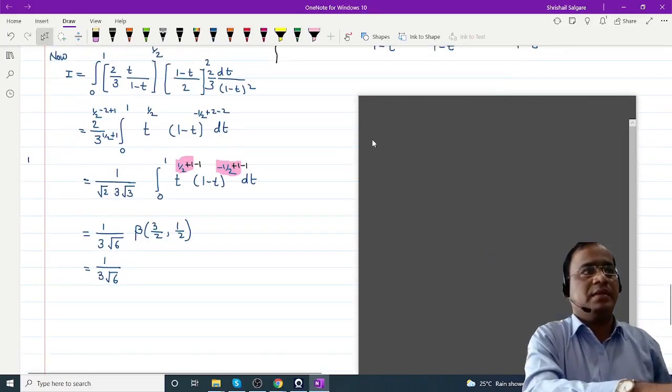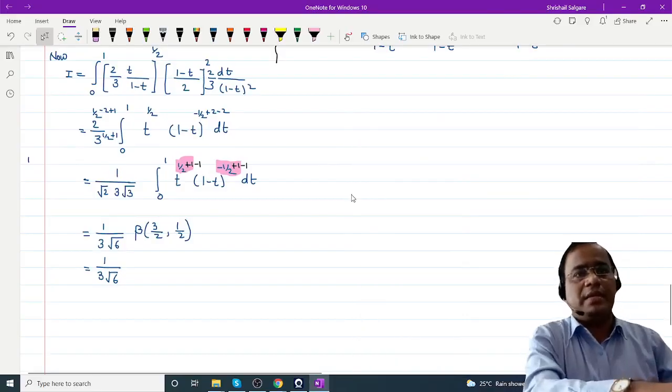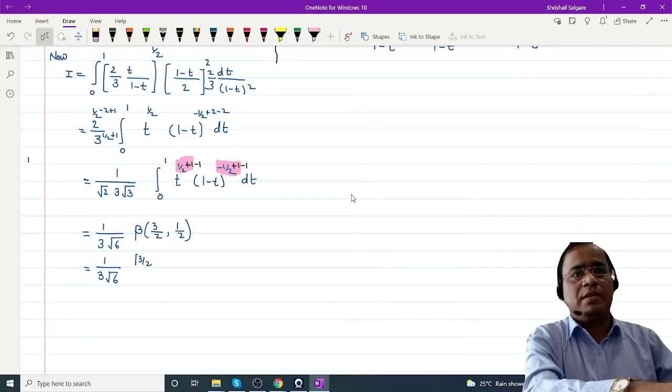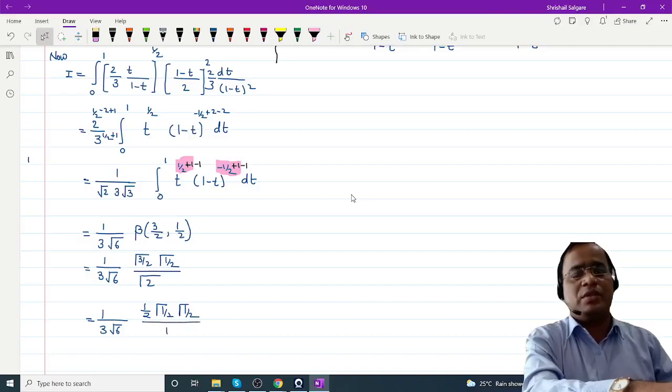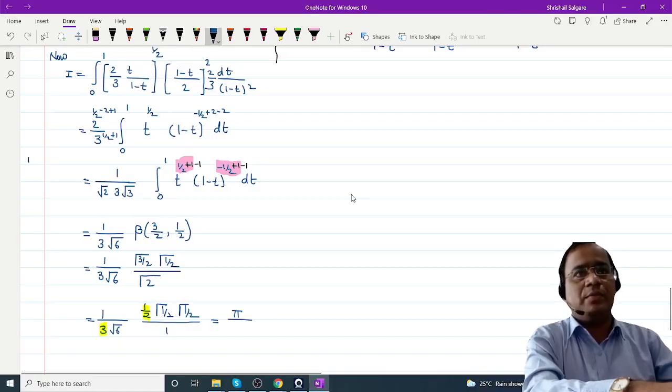Why is it coming something here? 1 upon, so it comes as gamma of 3 by 2 into gamma of 1 by 2 divided by, what is the term? Gamma of 3 plus 1 is 4, divided by 2 is 2. So further it is 1 upon 3 root 6 into gamma 3 by 2, which can be written as 1 half gamma 1 half. So this gamma 1 half as it is, and gamma 2 is nothing but 1 factorial. Further it can be written as pi upon, these two terms together, 1 upon 2 and 1 upon 3, it comes as a 6.